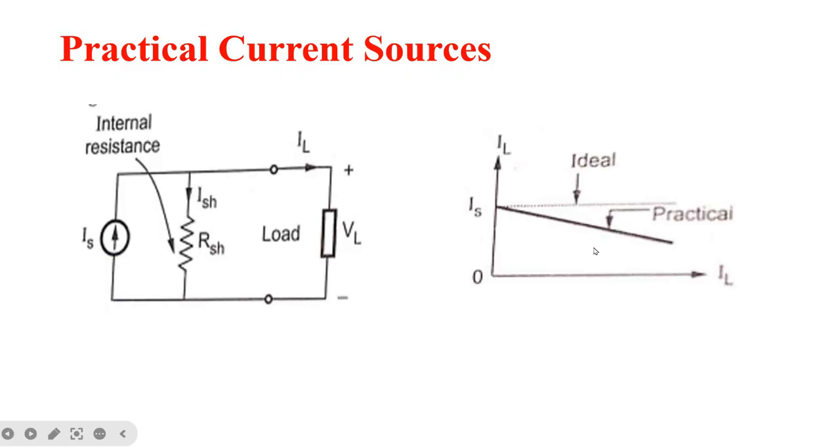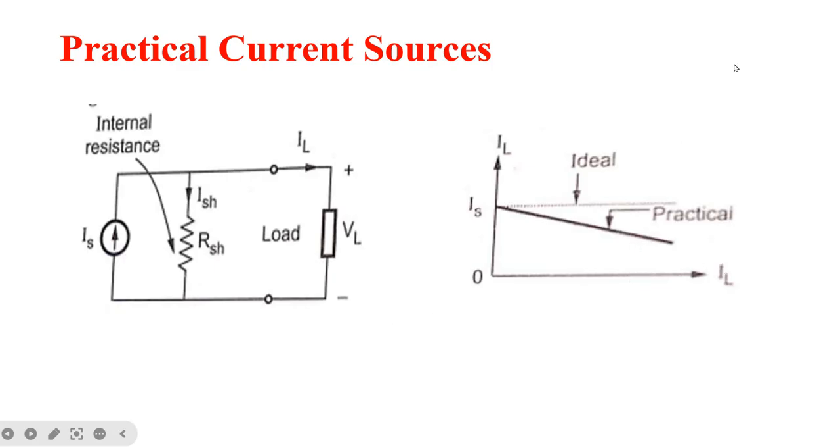It will decrease with increase in voltage. Actually, this should be VL, it is not IL. It is the VI characteristics. So the current will decrease across the load.